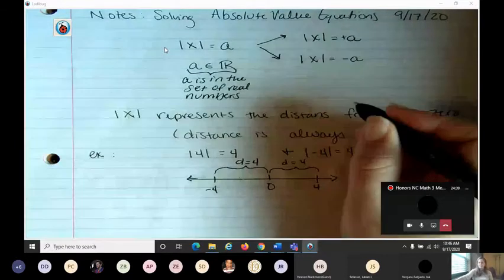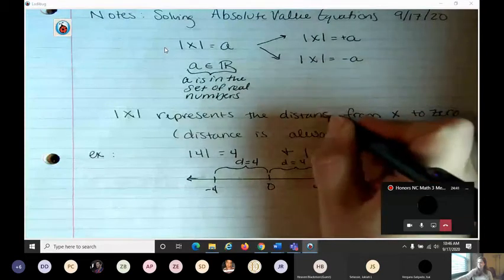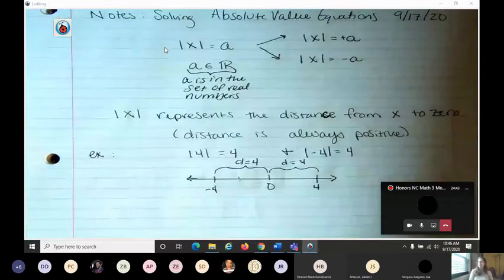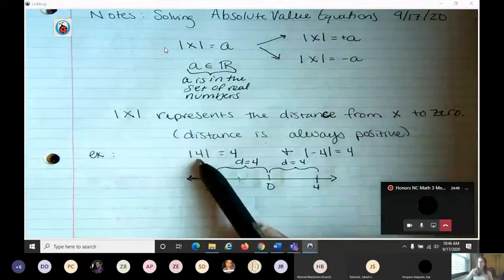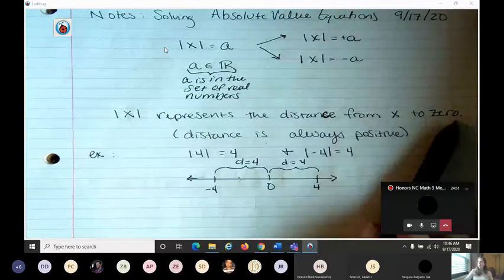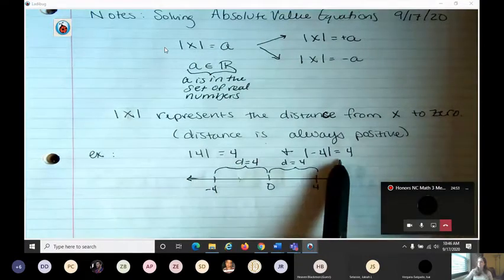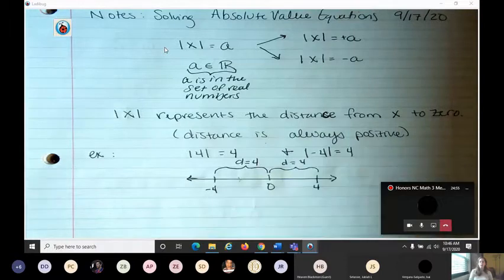So absolute value of x represents the distance from x, which is whatever our number is, to 0. Okay, that's why it ends up being always positive, because distance is a value that's always positive. So what questions do you guys have so far?